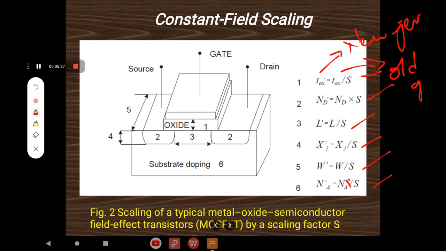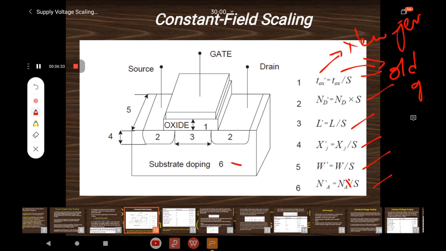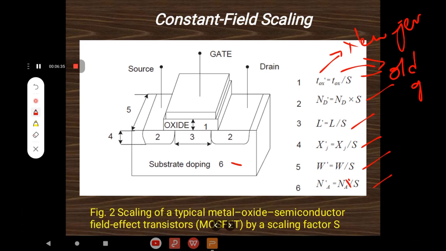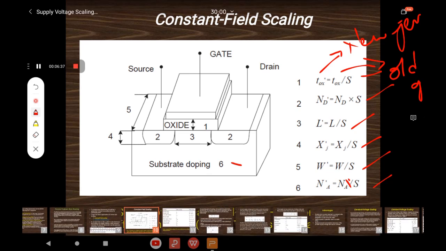Okay, so this is a representation of the corresponding MOSFET. It is nothing but a substrate. This is the drain, this is the gate terminal, this is also the source, right? Oxide layer. That means if the dimensions decrease, obviously all the internal physical parameters are going to decrease.